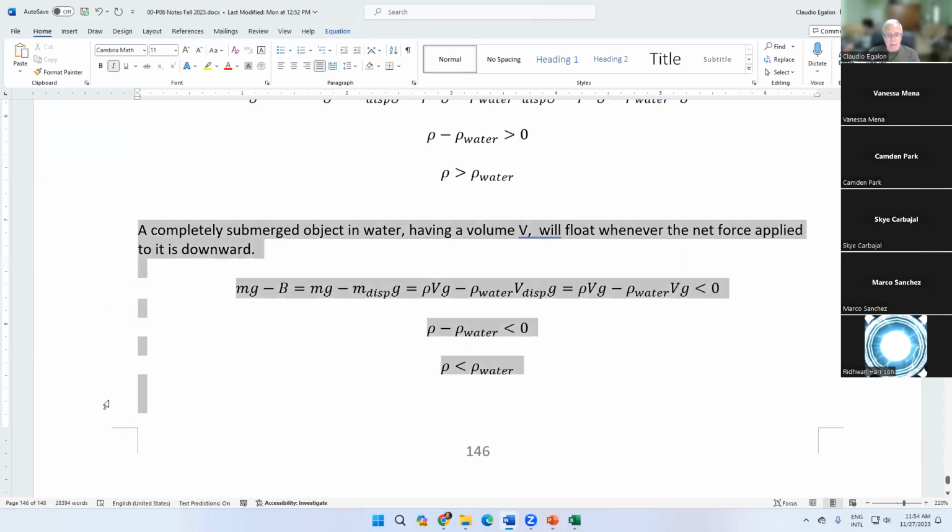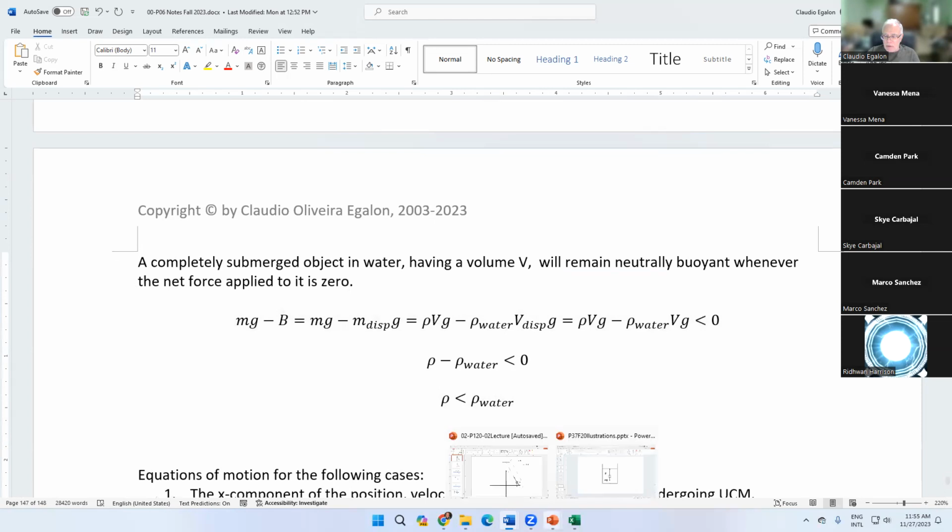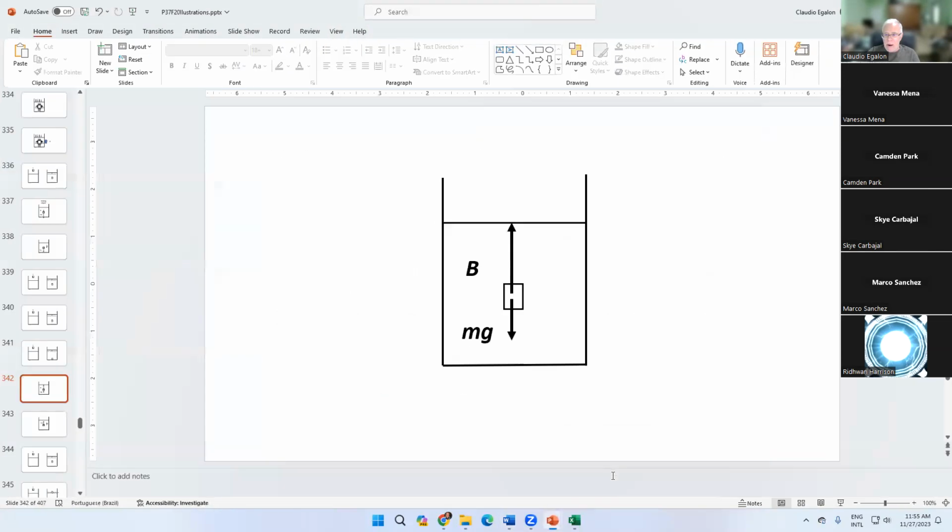Okay, and then we can do the last one. At this point in time, you should know what's going to be the final result, right? An object will float, but will remain neutrally buoyant, whenever the net force applied to it is 0. That's what fish are masters at doing.